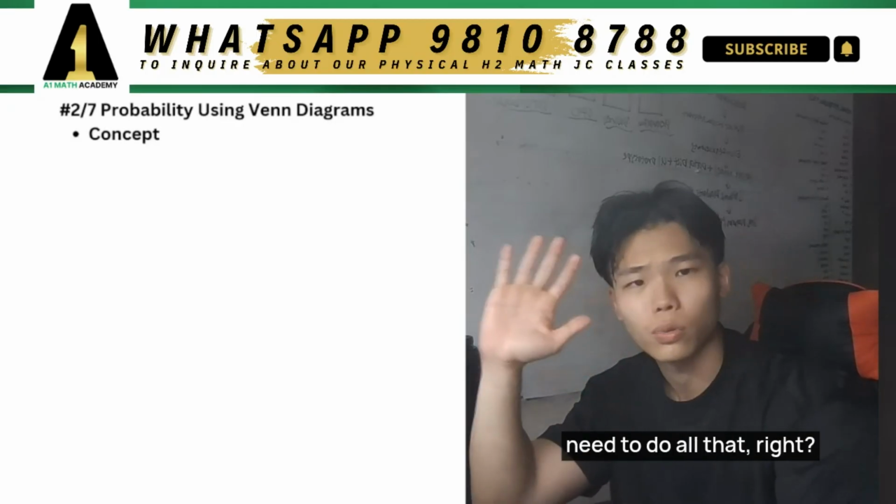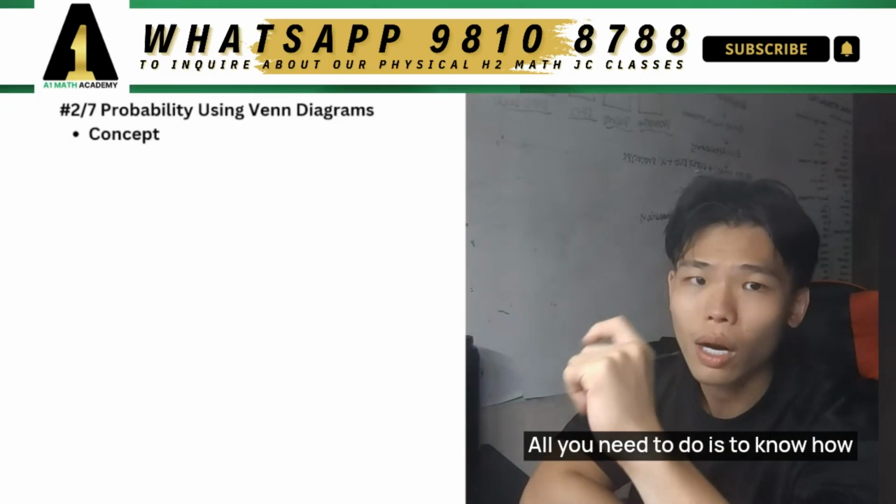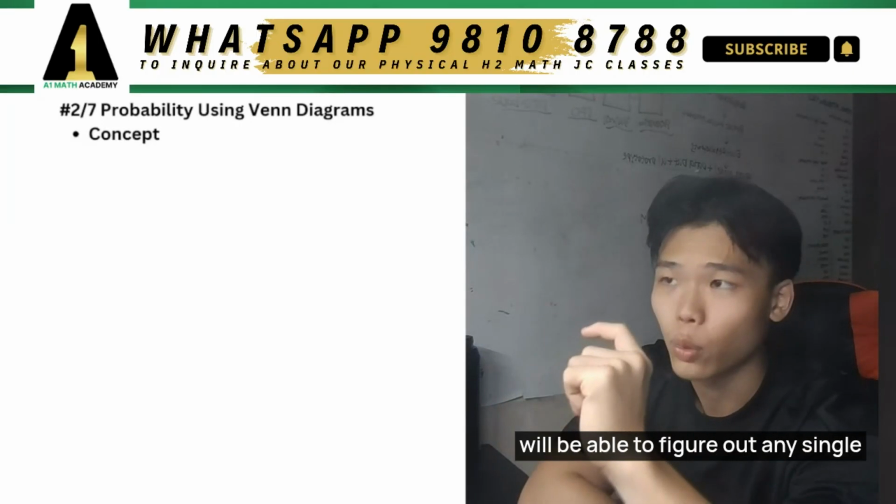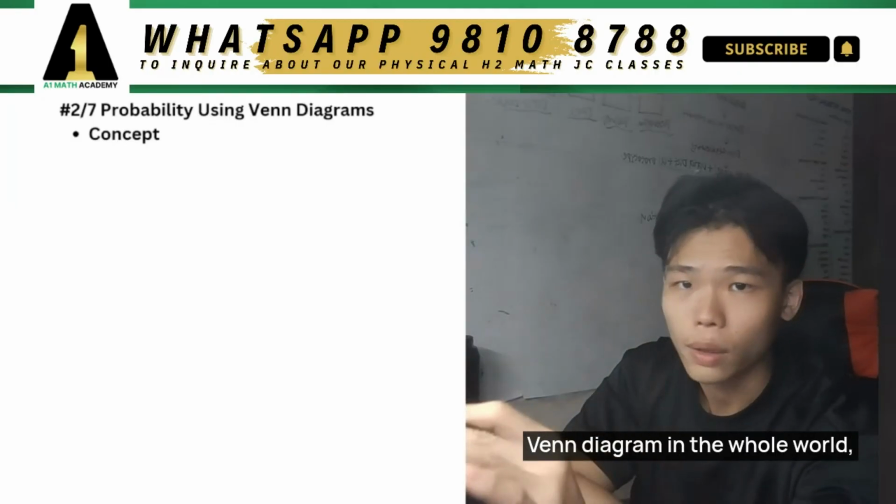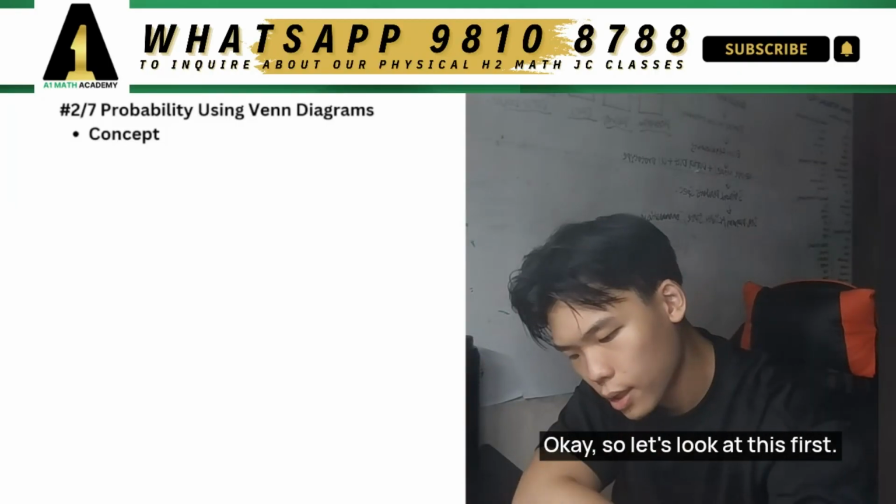But honestly, you don't need to do all that. All you need to do is to know how to analyze Venn diagrams, and you'll be able to figure out any single Venn diagram in the whole world. I'm going to teach you that in this video. Okay, so let's look at this first.